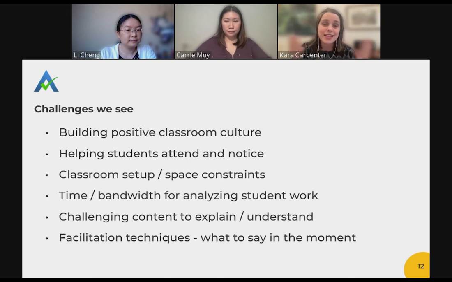Sometimes there's even the classroom setup or the space constraints. Do you have a space in your classroom where you can pull all of the kids to the rug? And is there a projector there where you can project students' work? Or are kids all spread out around the room and focusing attention can be more difficult?